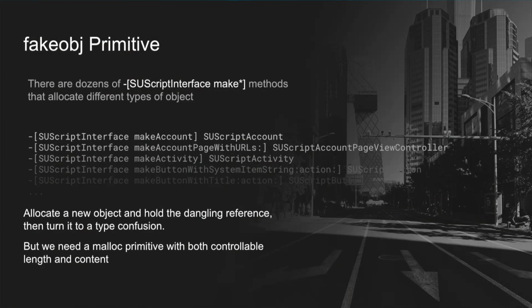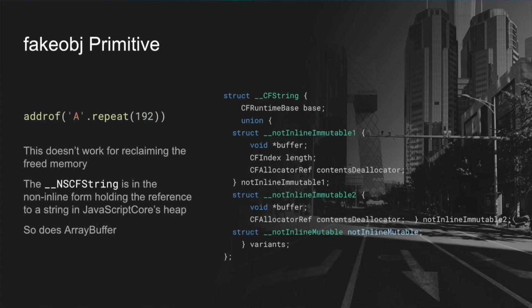Now it's time to build a fake object primitive. Let's first allocate a new object and hold a dangling reference. There are dozens of make-blah-blah methods that allocate different types of objects, and the sizes of these objects are known to us. We can free them and reclaim the memory to turn it into a type confusion, but we need a malloc primitive that can control both the length and the content.